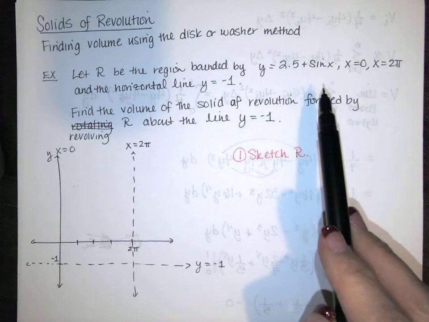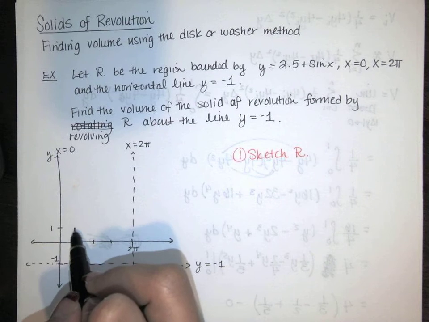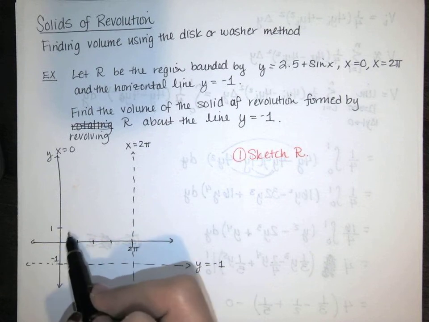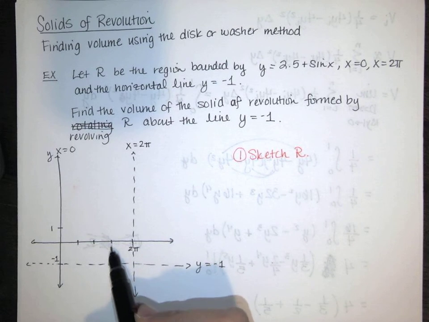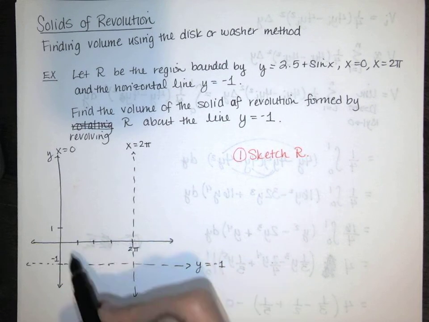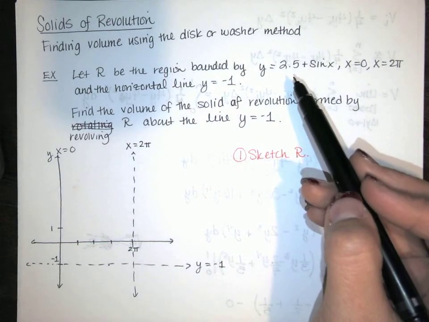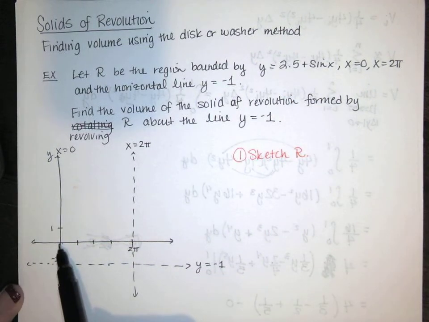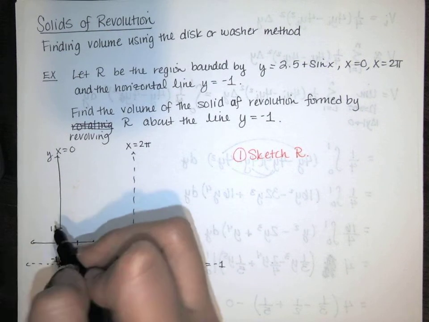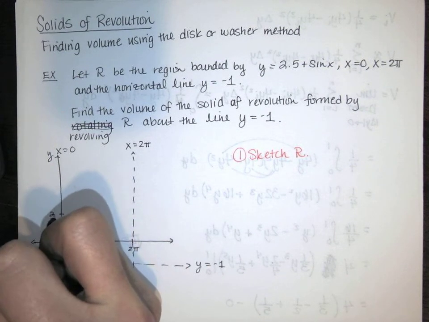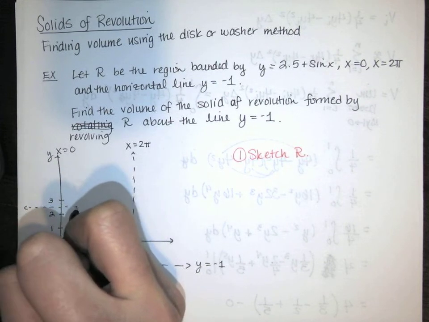And y equals 2.5 plus sine of x, remember how that looks. Sine of x oscillates between -1 and 1. So it starts at 0, then it goes up to 1, then it goes down to 0, then back down to -1, and then back up to 0. So it has this little wave in it. So we're going to take that wave and we're going to shift it up 2.5 units. So instead of being centered at y equals 0, it's going to be centered on the line y equals 2.5. So this is the center line for that.